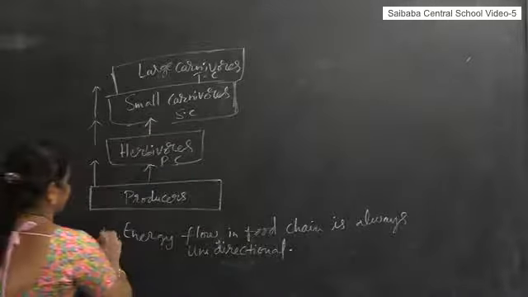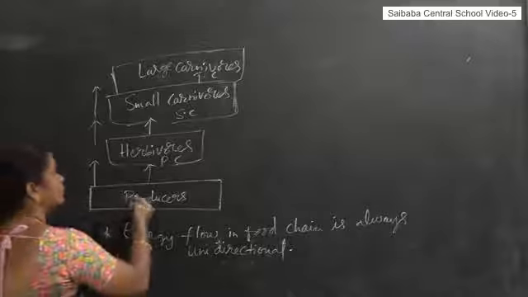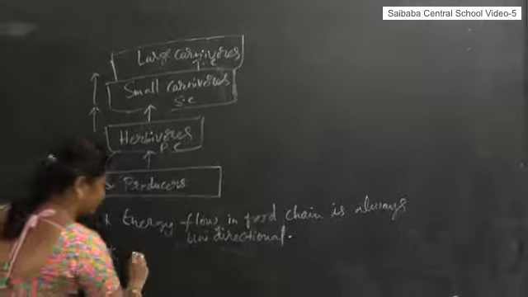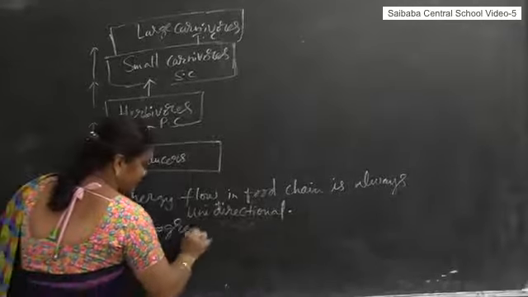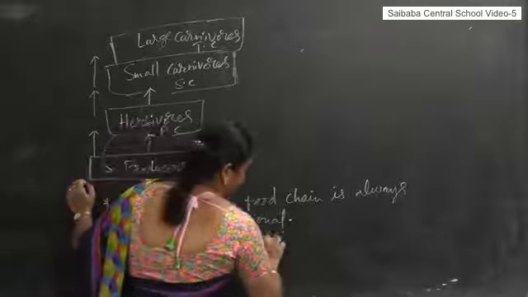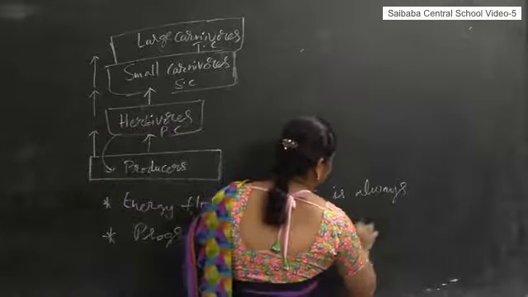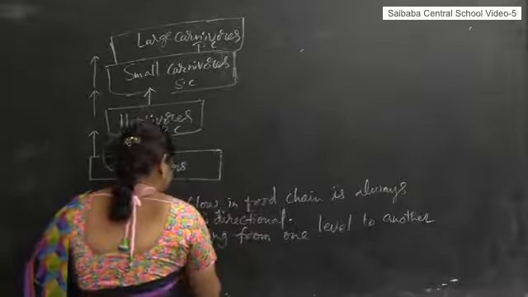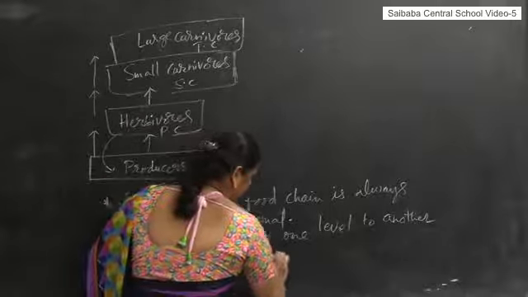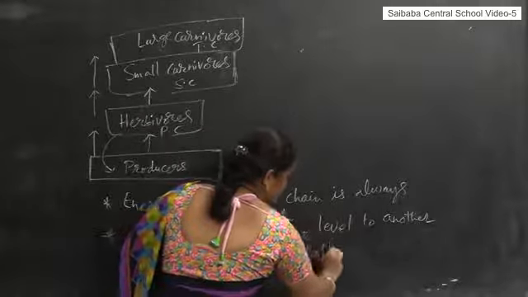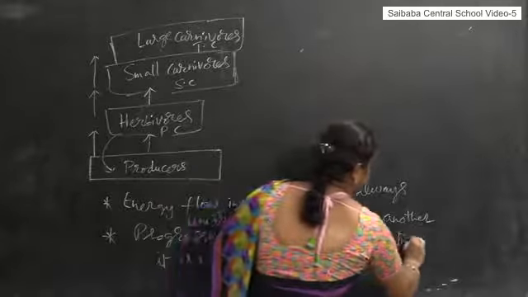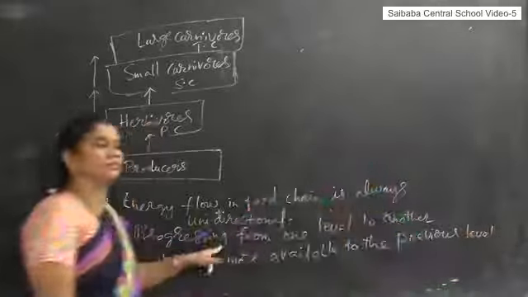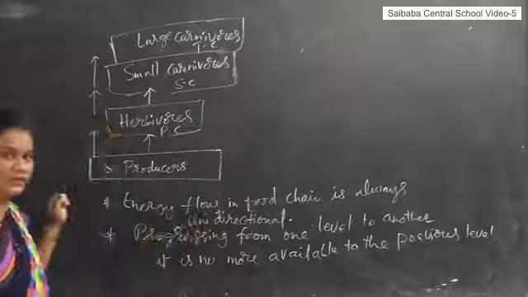The second point is, when energy is progressing from one trophic level to another, it is no more available to the previous level. That is the second important point that we notice when we study about energy flow in a food chain. So I will explain.